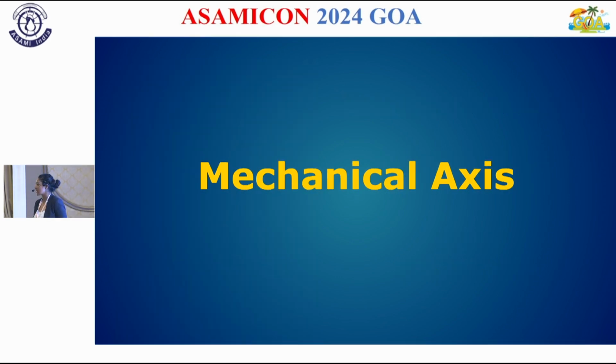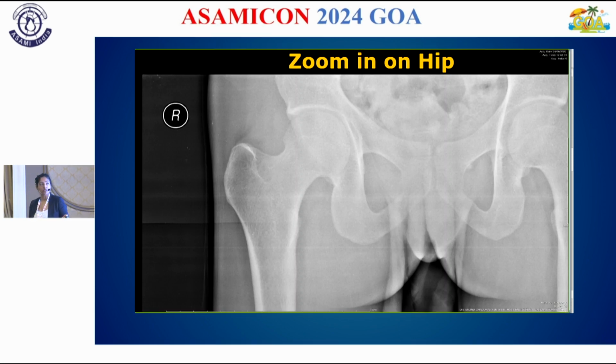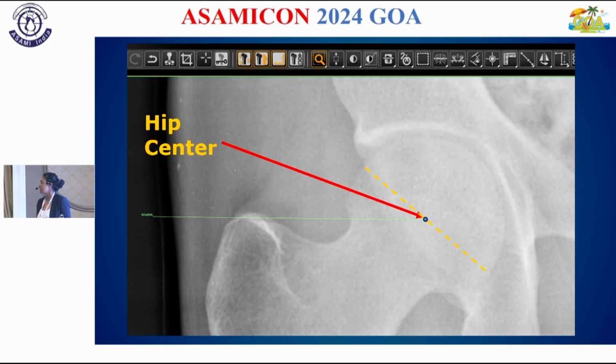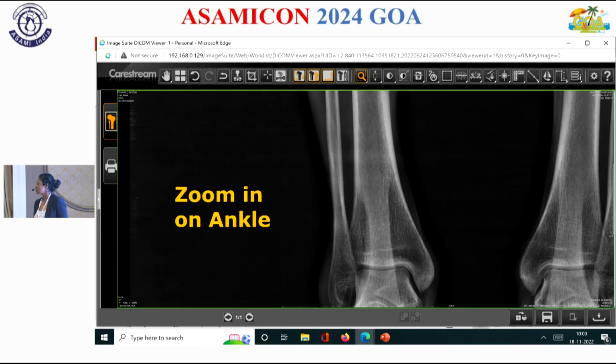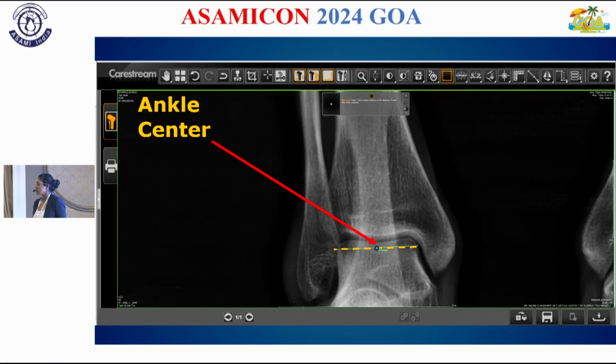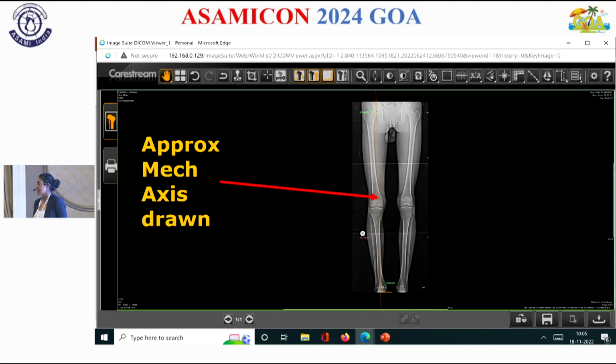Now, how do we draw the mechanical axis? We zoom in on the hip. Make sure that in digital planning, this gives us the opportunity to zoom in and give accurate planning. So zoom in on the hip, mark the center of the hip with the pointer tool. Then you zoom in on the ankle, then you find the ankle center. And now you pass a line from the center of the hip to the center of the ankle.